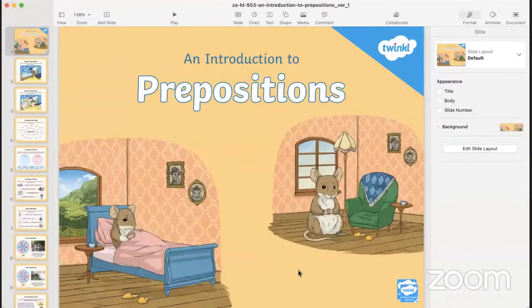This week we will be covering prepositions for the writing topic, and for English grammar we will be looking at helping verbs. So we'll start off with prepositions first of all.